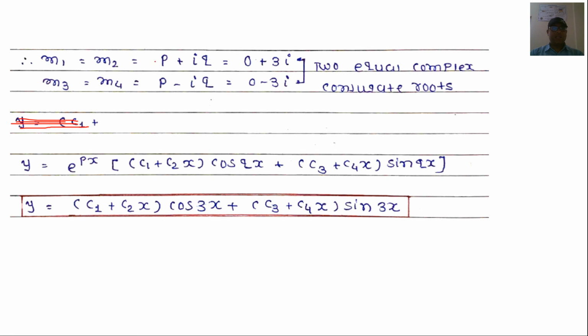Now here you can observe that p is equal to 0 and q is equal to 3. So by putting the values of p and q, you will get y is equal to c1 plus c2x into cos 3x plus c3 plus c4x into sin 3x. So this is the general solution of the given fourth order linear homogeneous differential equation.